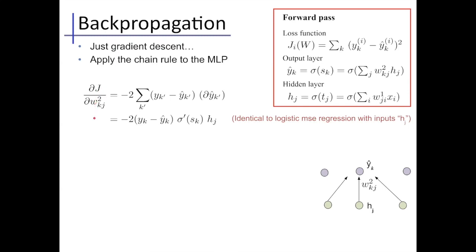So that's okay. I know the rule for updating the W2 parameters, but I still don't know the gradient with respect to W1, so I need to continue. How can I do that?